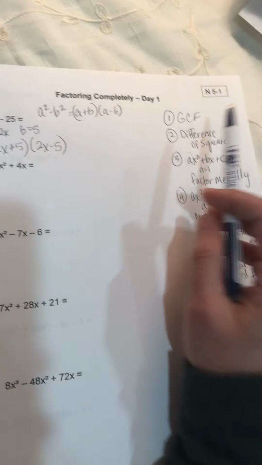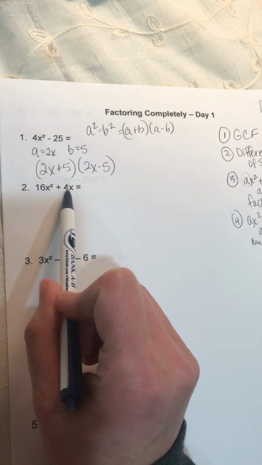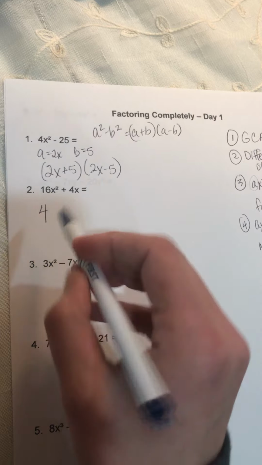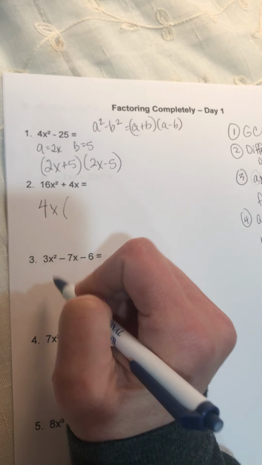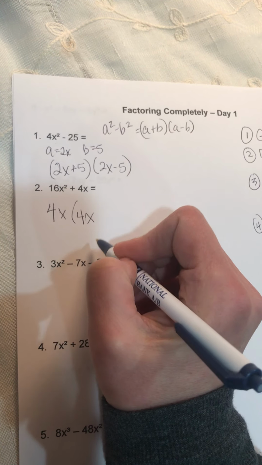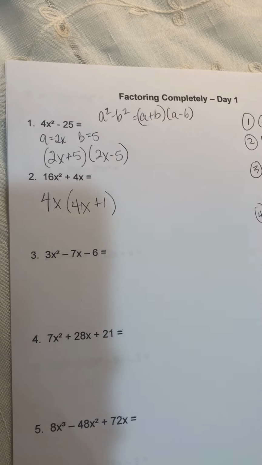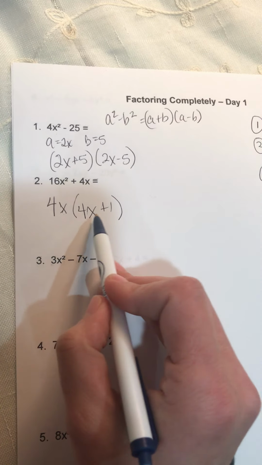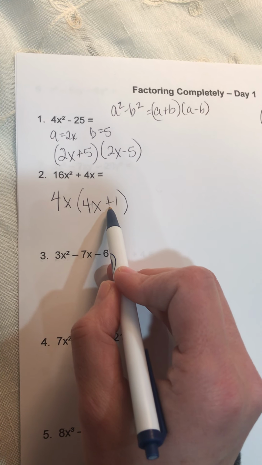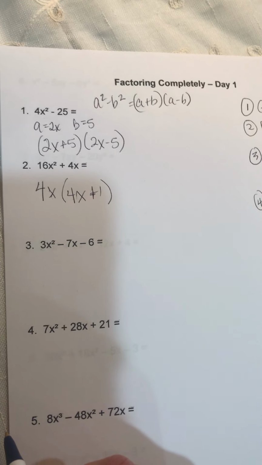Okay, so now let's look at number 2. Do they have something in common? Yes, they do. They both have 4 in common, right? So you can take a 4 out, and they both have an x in common, so I can take an x out. So that leaves me with 16 divided by 4 is 4, and x squared divided by x is x, and now 4x divided by 4x is 1, right? So plus 1. All right, so now here in my parentheses, this isn't even a quadratic equation anymore, right? It's 4x plus 1. The 4 and the 1 don't have anything in common, so I can't reduce it any further.